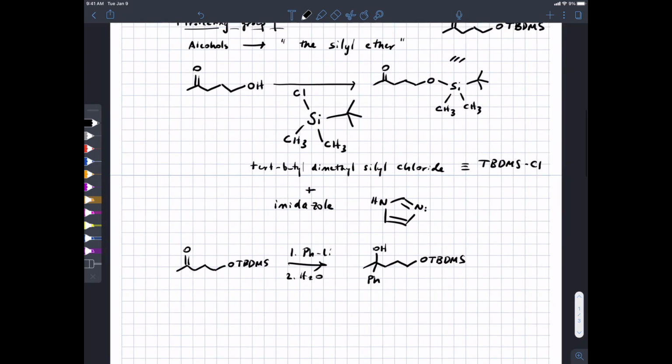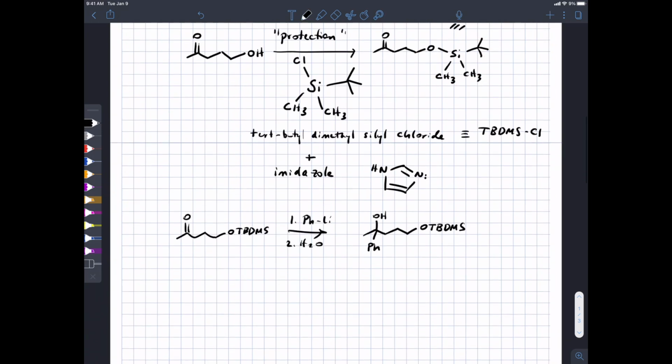Okay, so this is the protection reaction where we put the TBDMS group on. And this is the silyl ether functional group. After that reaction, we need a deprotection reaction. And again, we're not going to worry about the mechanism of this reaction. It's actually very simple. It happens fast and in high yield.